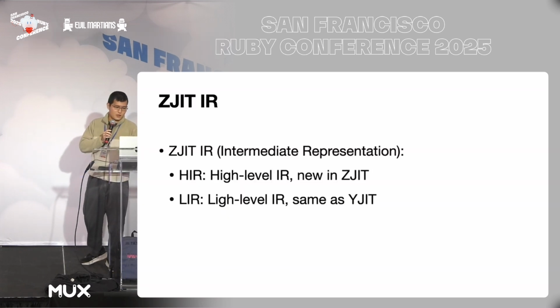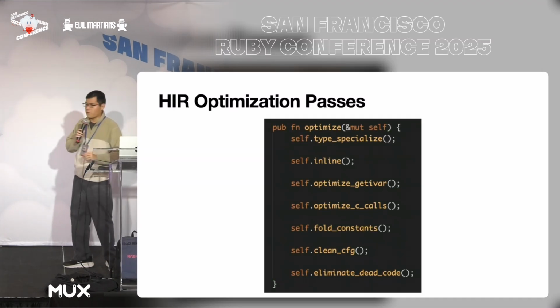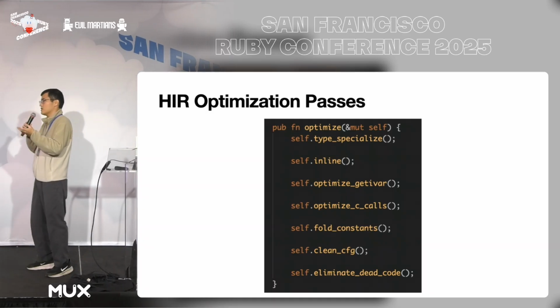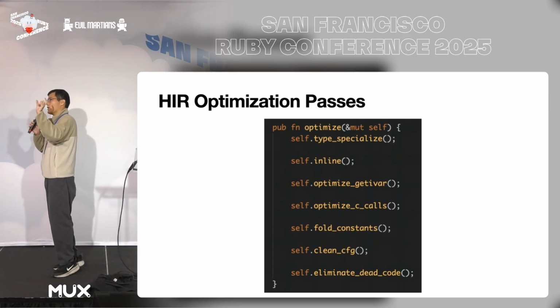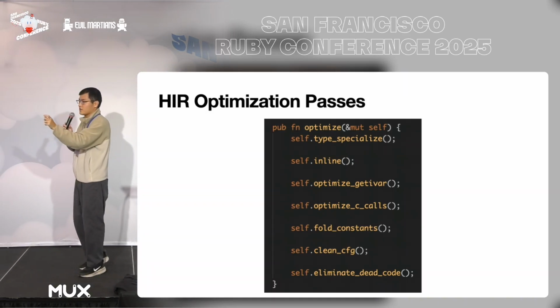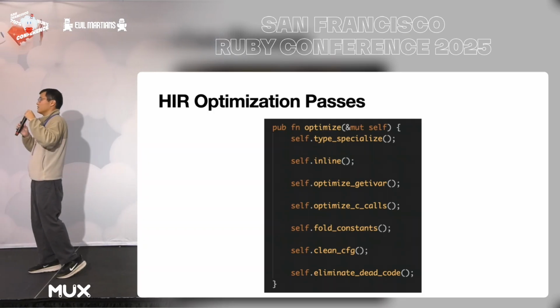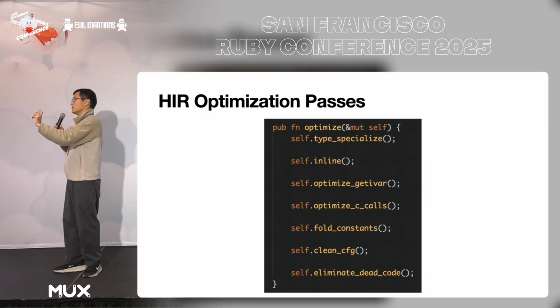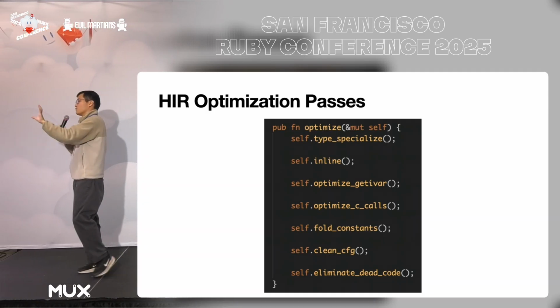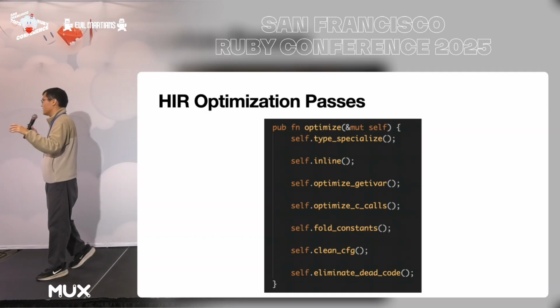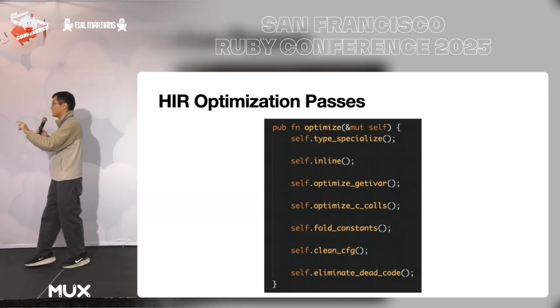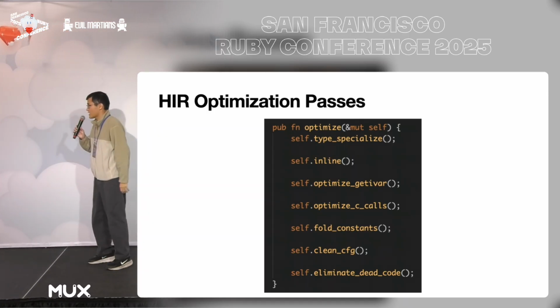So by having this fold constants pass, fold constants means you have 1 and 2, for example, that are basically constants. That doesn't change. And because 1 and 2, the values given to the plus operation, are constants, that can be folded into 3 at compile time. So that's the fold constants pass.